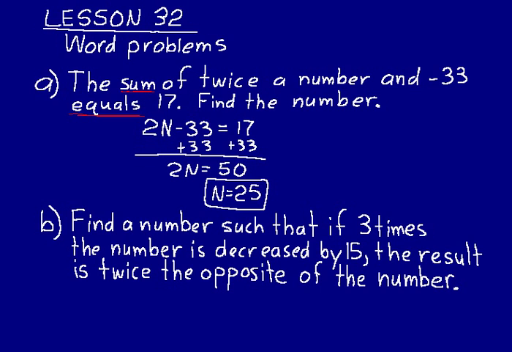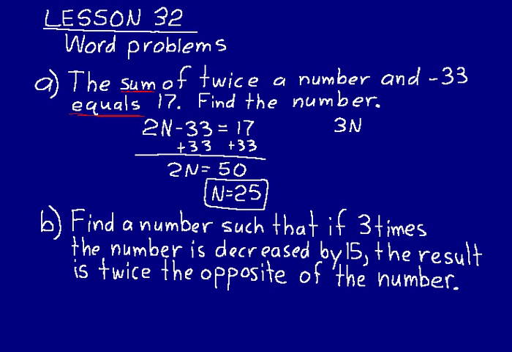Find a number, so we know we're trying to find an unknown value, such that if 3 times the number, so that would be a 3n, and I'm going to write it over here to the right above that problem. So 3 times the number, that'd be 3n, is decreased by 15. So if I decreased something by a certain amount, I'd have to subtract that amount, right?